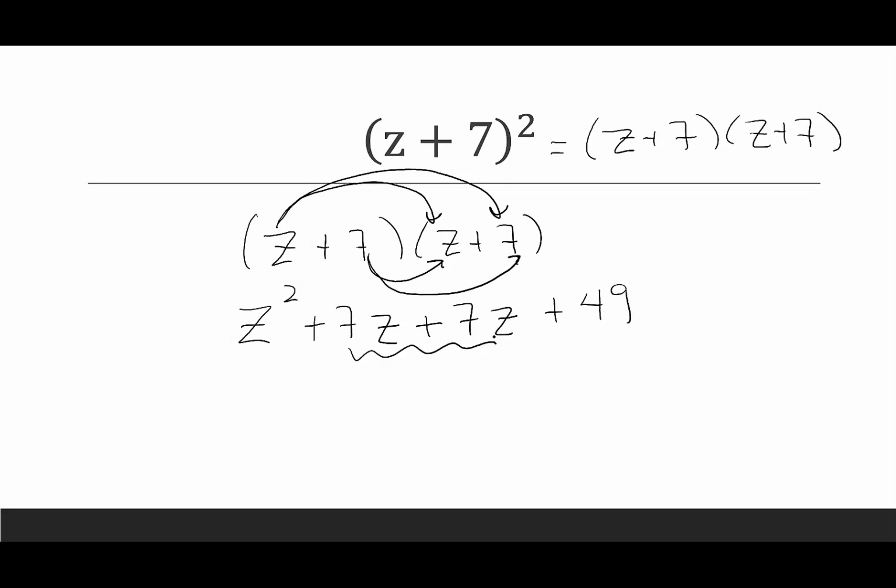One more time, the middle terms are like terms, so I can add the coefficients. I have z squared plus 7 plus 7 is 14z, and then plus 49.